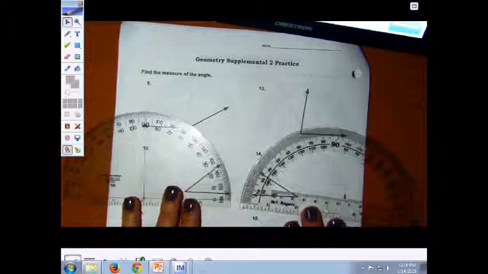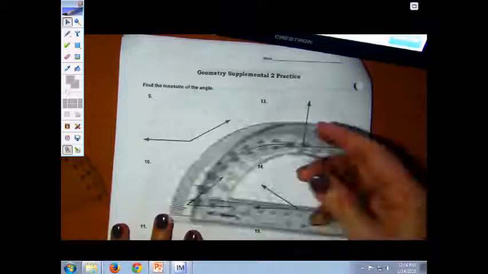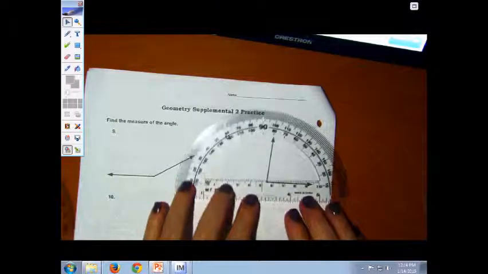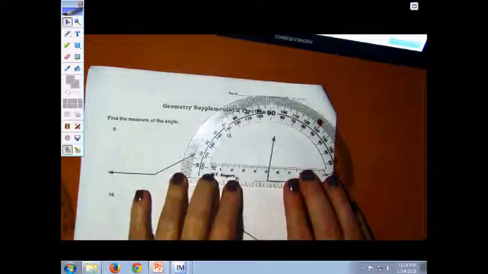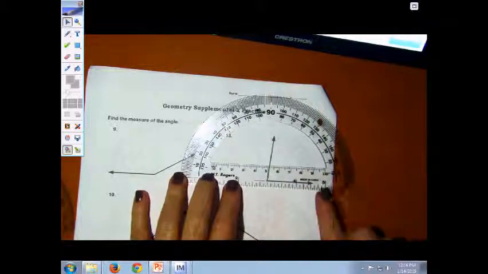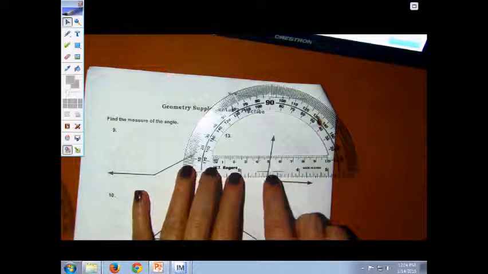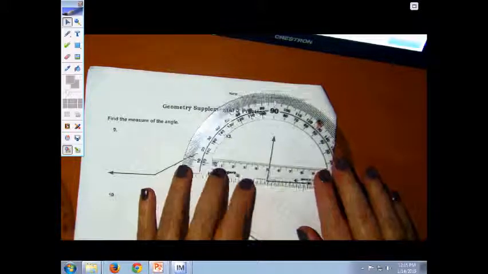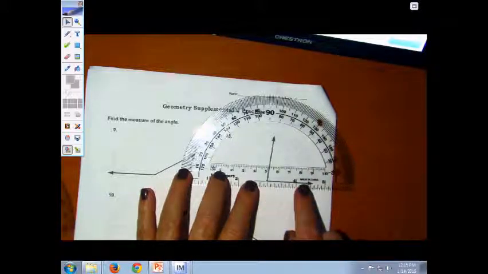So we have 2 different kinds of protractors. Usually this is the kind you buy at the store, but you might end up with one of these. We'll start with this one. I'm going to do number 13. Here's my vertex, and there's that hole right there. So I make sure the vertex is in the hole. Now, as you can see, I'm not lined up properly. There's a little black line across there. I want to make sure that that black line is right on top of the angle.